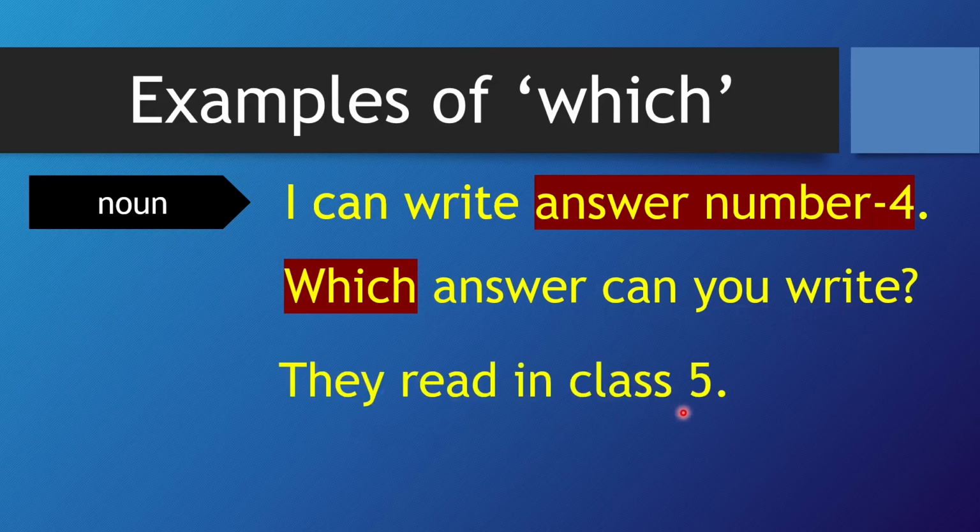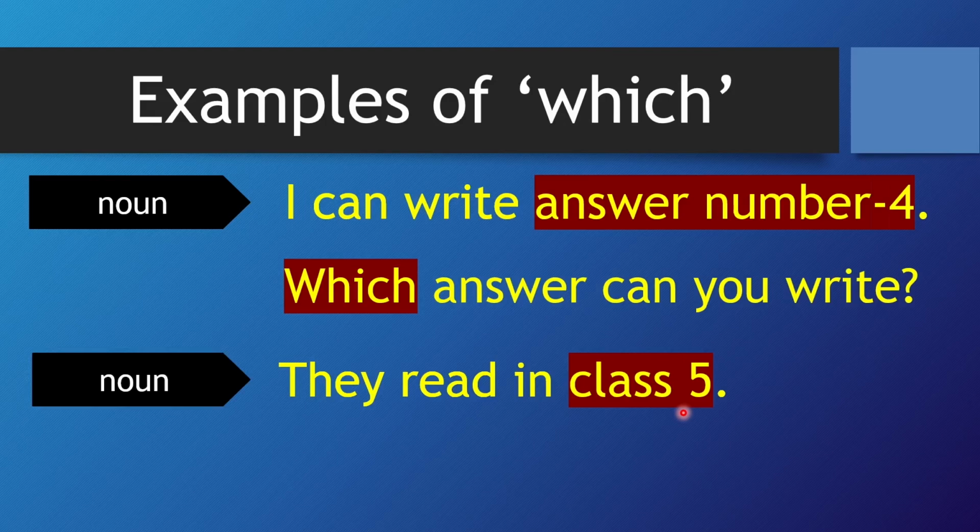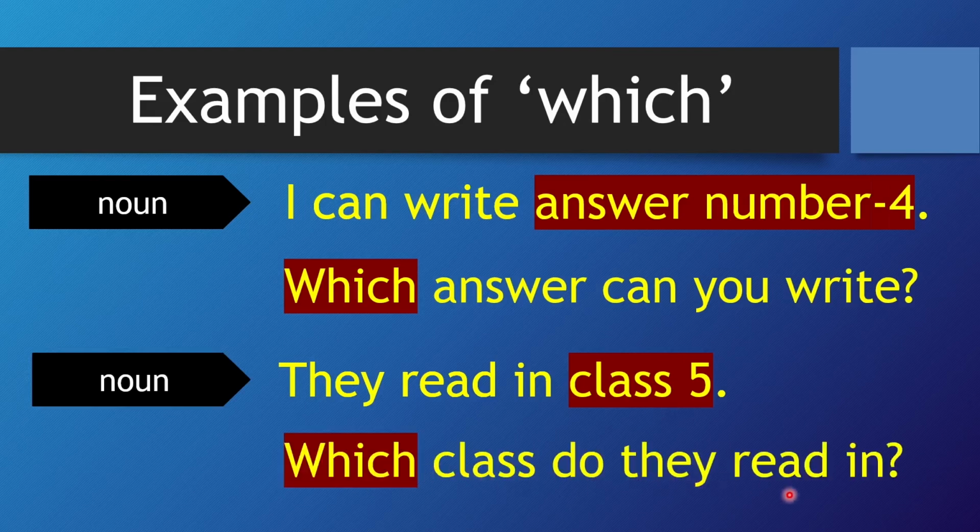They read in class 5. Here, class 5 is noun. So which class do they read in? Which, after that, there will be the noun class. And as the subject is given they, so we will use do as the auxiliary verb. Then the subject they and the main verb read and other part in. In is preposition here. So which class do they read in?